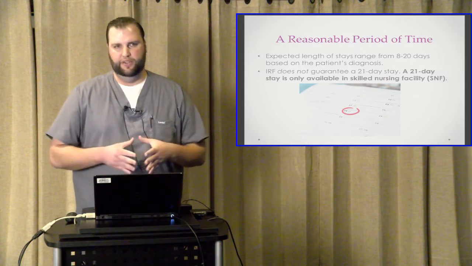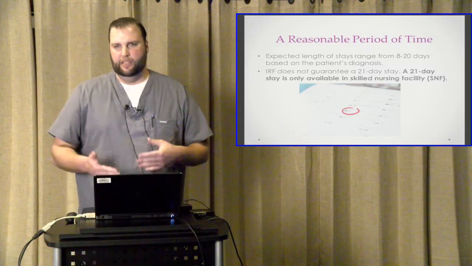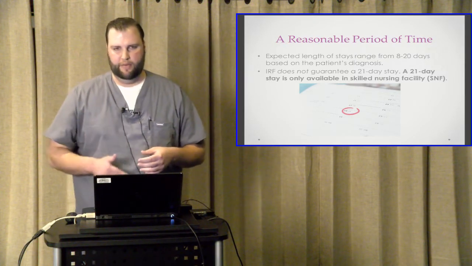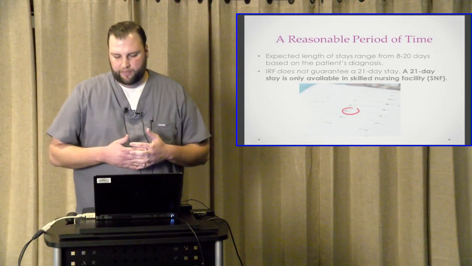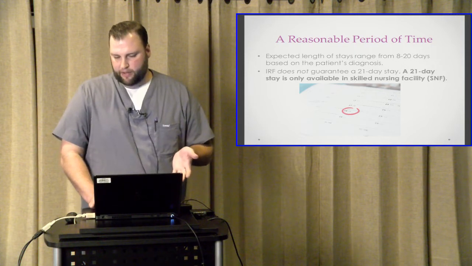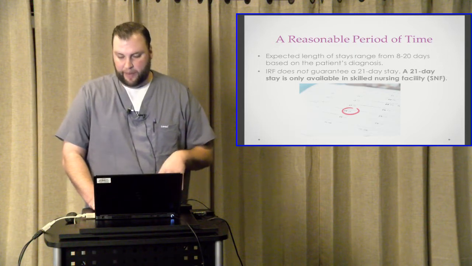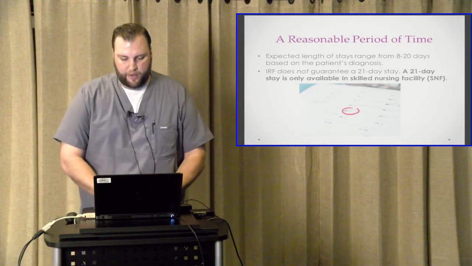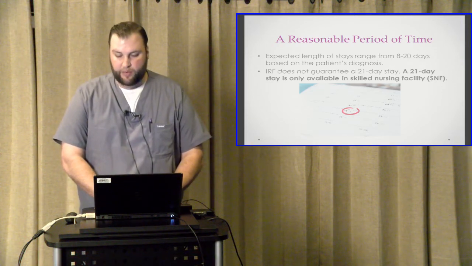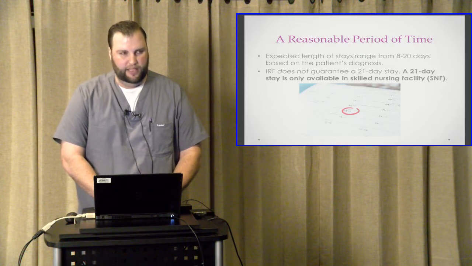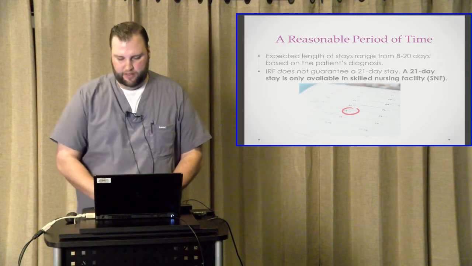Even with private insurance, they usually approve it for a week, 10 days at a time, and we have to resubmit FIM scores that document their improvements to justify, again, continued stay. So you have a week usually guaranteed, usually. And then Kelly will talk about this later. The same goes for when you discharge somebody to a skilled nursing facility. A 21-day guaranteed stay is only available at the skilled nursing facility. But rehab in and of itself does not guarantee a 21-day stay.